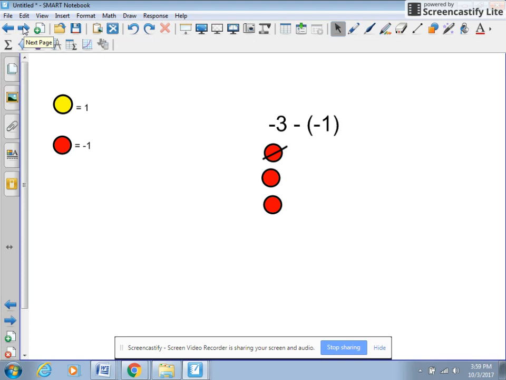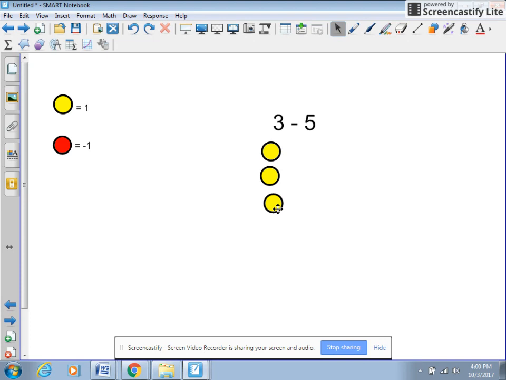So far, so good. A little bit trickier. Now I want to do 3 minus 5. So I'm going to start with 3 positive counters, which are the yellow counters. Now I want to remove 5 counters. Well, that's a bit of a problem because I only have 3 and I need to take 5 away, which means I need 2 more.